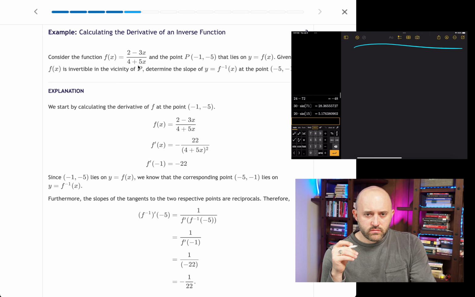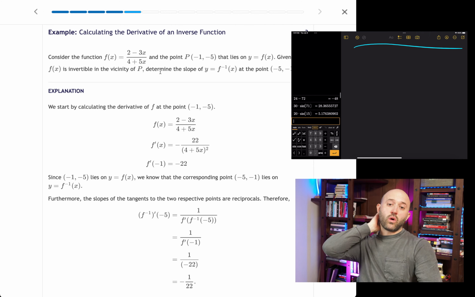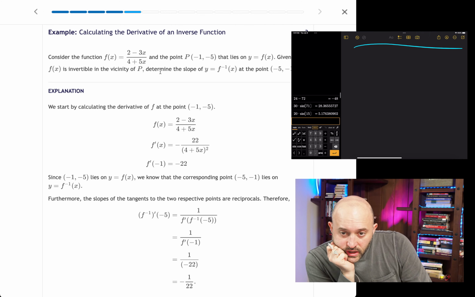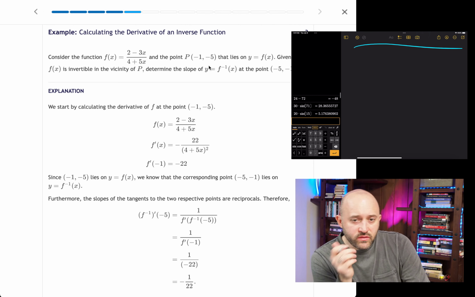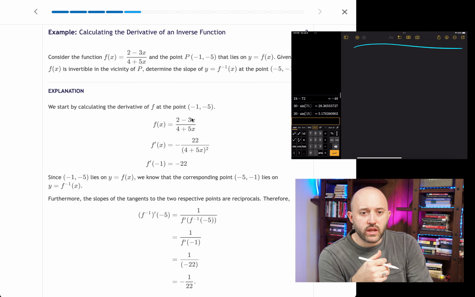Consider the function and the point that lies on f. F of x is invertible in the vicinity of P. Determine the slope of the inverse at the point -5, -1. Can I guess what it is here? So, okay, it's just this. It's the inverse point. That's the one that matters. It is invertible. Okay. What's the slope of it? I guess they start by saying, let's do the derivative at the point -5, -1.